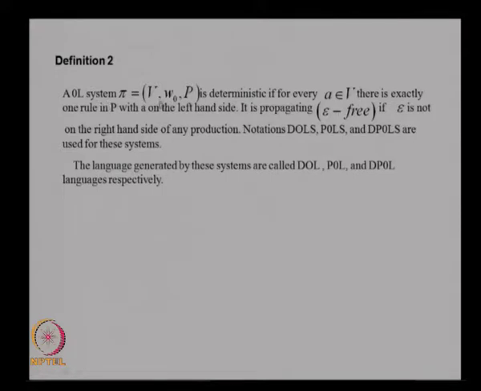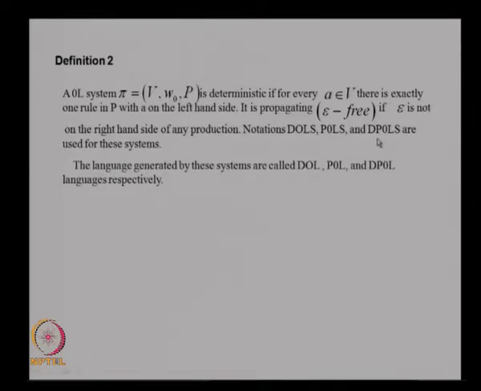A 0L system pi, which is equal to (V, W, naught, P), is deterministic if for every A belonging to V there is exactly one rule in P, and it is propagating if it is epsilon free, that is, epsilon is not on the right hand side of any production. So, you have a D0L system, you have a P0L system, you have a DP0L system which is a combination of deterministic and propagating.